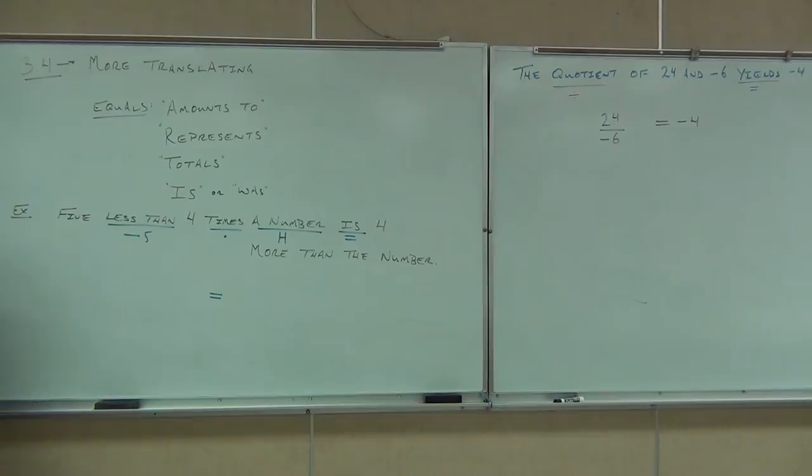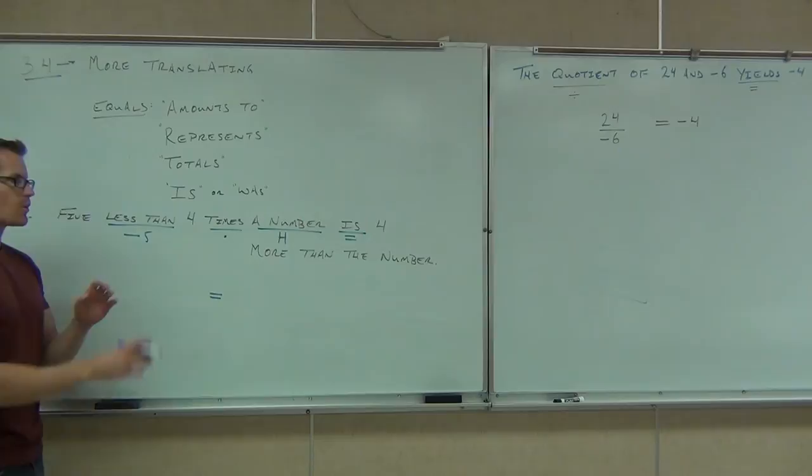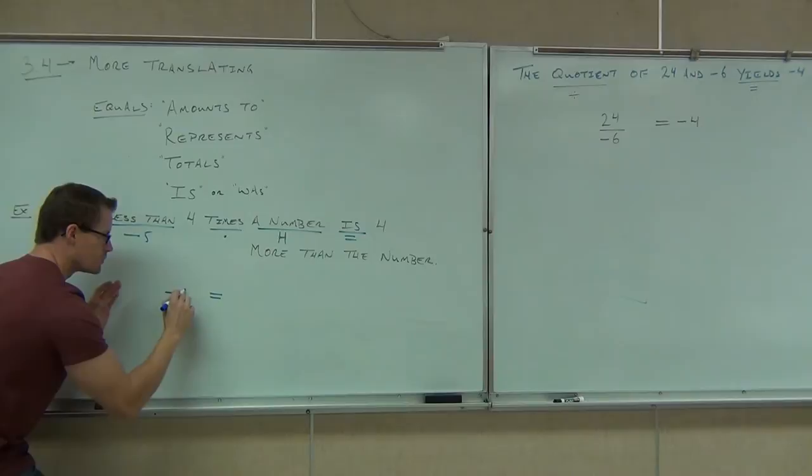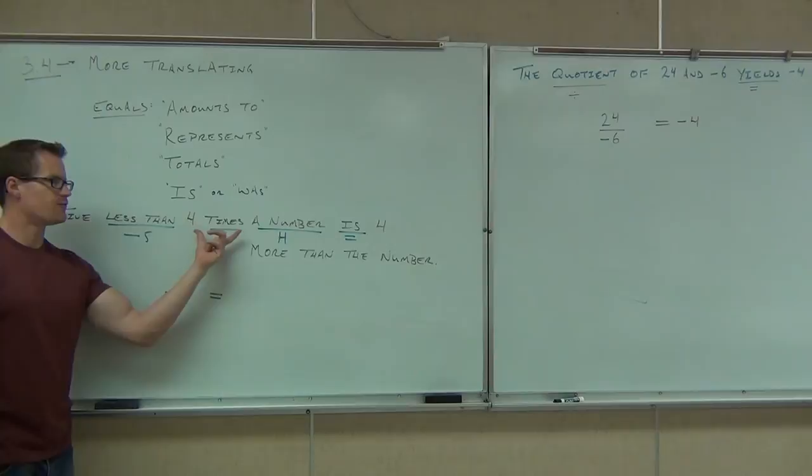Let's do the first expression, okay? We have 5 less than 4 times a number. What I know about this is that whatever I have, I'm taking 5 less than that. So minus 5 is going to be right there. Now, what am I taking 5 less than? Oh, well, that says 4 times a number. Let's write out 4 times a number. What am I going to write? 4H.